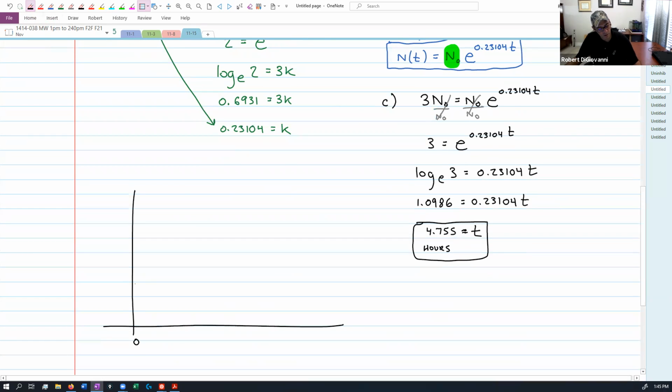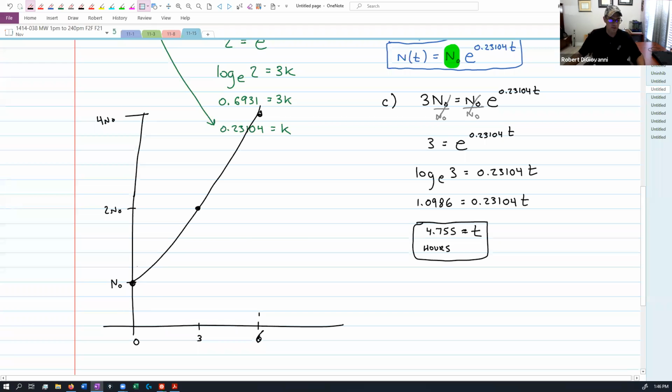We know that at 0, the amount was n naught. We don't know what it was. We know after 3 hours, it doubled and became 2 n naught. So it was here, and then after 3 hours, it doubled. And now we want to know how long it would take to double that again. So we want to know how long it takes for this to become 4 n naught. Well, that should be double this time, which is 6. 6 is how long it should take to get there. That's exponential, not linear. So 6 hours is what it should be.